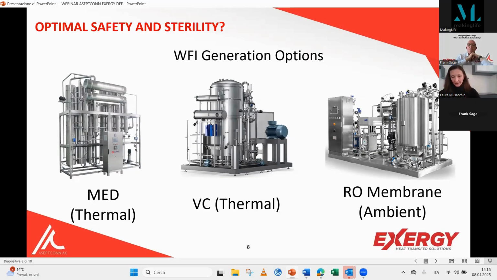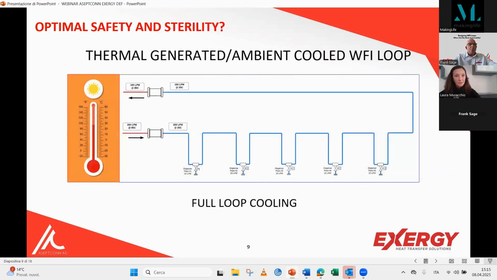And I will say that, Frank, if you want to add something about this part, we can move to the next one, which is more technical, as you prefer. Thank you for the introduction, Laura.